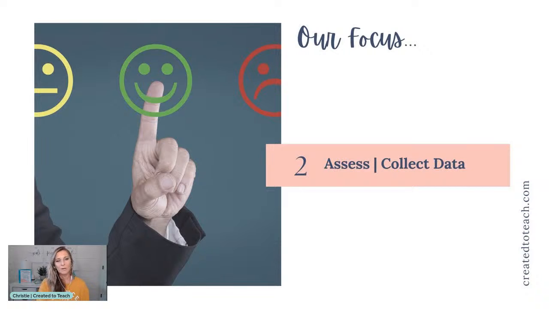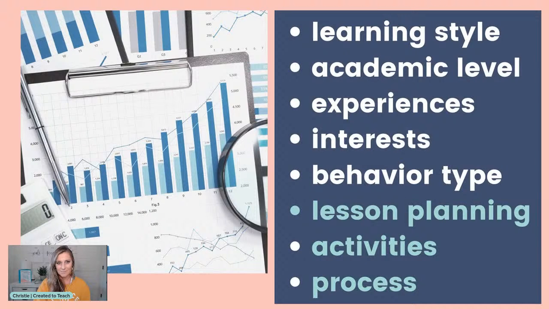The next thing I want to talk about is assessing or collecting that data, however you want to say it. But what do you do once you get the results from the surveys? Okay, so a couple things. We can learn the learning style of the child that we're working with. We can learn their academic level based off the type of interest inventory that we provide. We can learn about their experiences, their interests, maybe their behavior type.